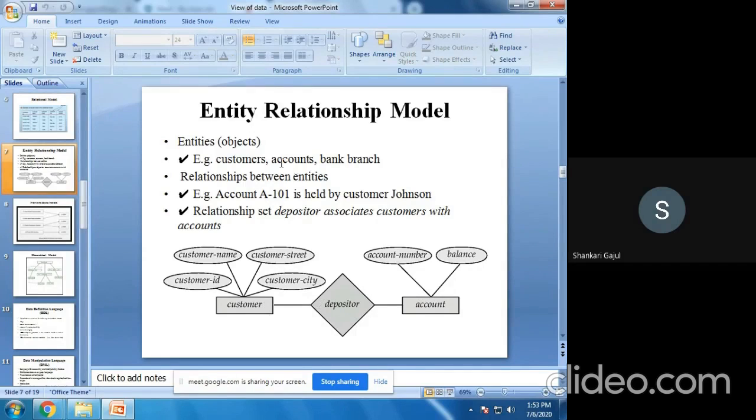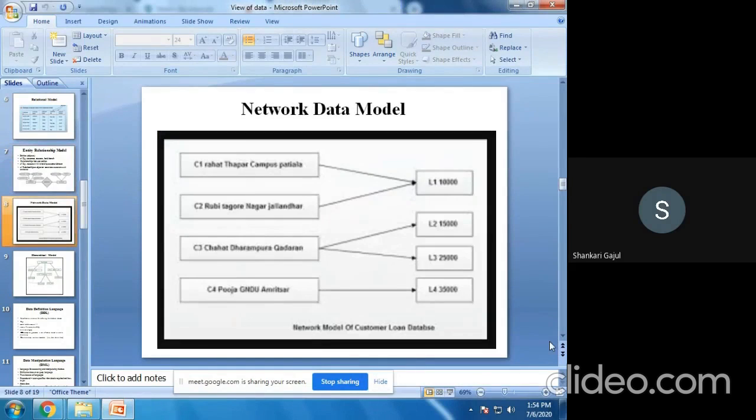So this is simply a collection of objects or entities and the relationship between both of these. We call this an entity relationship model. Okay, so this is the entity relationship model. Moving to the next type, the network data model. In a network data model, the data are represented by a collection of records.